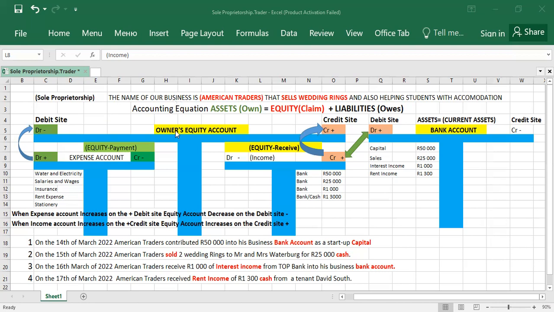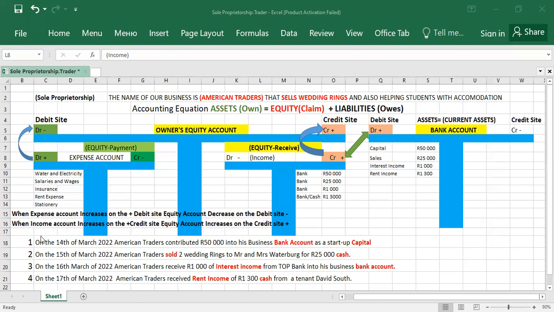Now, we have to know that under the owner's equity account, we have subcategory accounts. In the T account, on our left-hand side, we have the expense account, and on our right-hand side, we have the income account. Under owner's equity there are two subcategory accounts, and there is a huge discrepancy between the income account reflecting on our right-hand side and the expense account reflecting on our left-hand side.